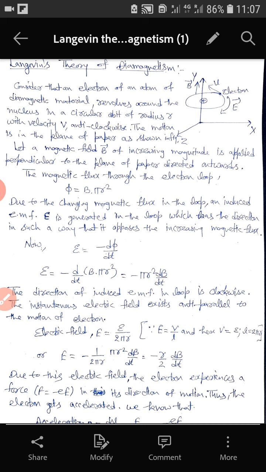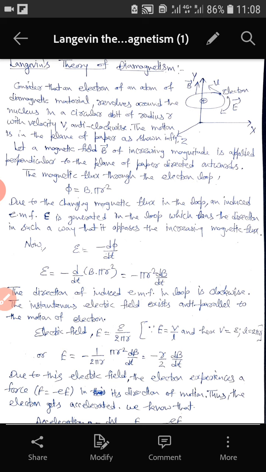The direction of induced EMF in the loop is clockwise. It is negative of B, so it is in clockwise direction. The instantaneous electric field exists anti-parallel to the motion of electron. Because there is an induced EMF due to that changing magnetic field, therefore there will be an electric field due to that EMF.